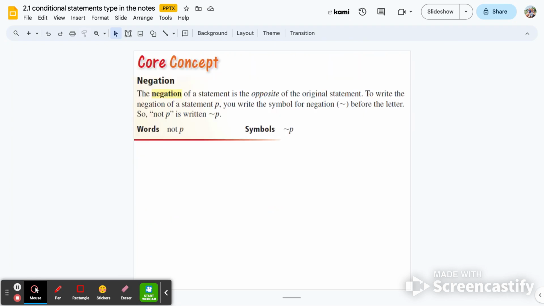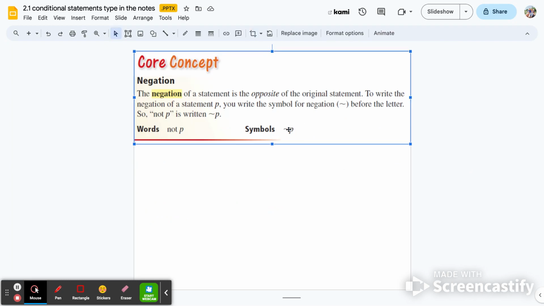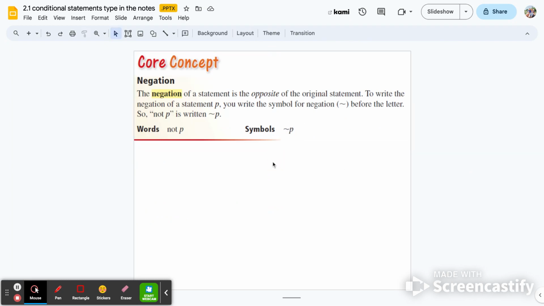The next thing we're going to talk about is a negation. A negation of a statement is when you have the opposite of the original statement. One way you could say that is not this or not that. And the symbol is a little squiggly line in front of it. That just means not P. I don't think you have the symbol written down, so make sure you have that drawn in your notes before we go on to the next slide.